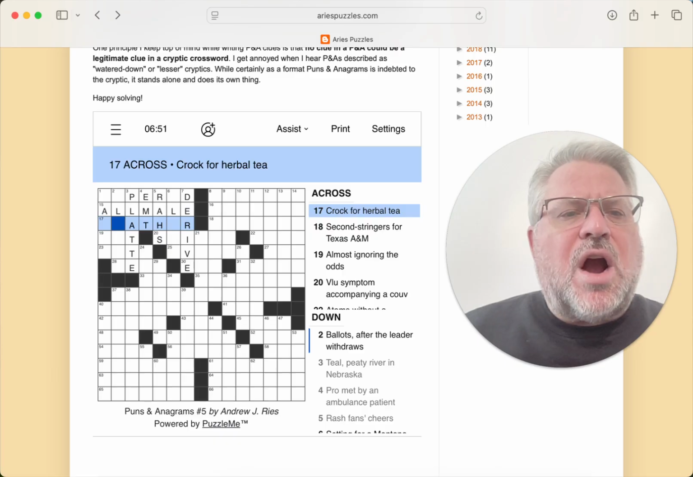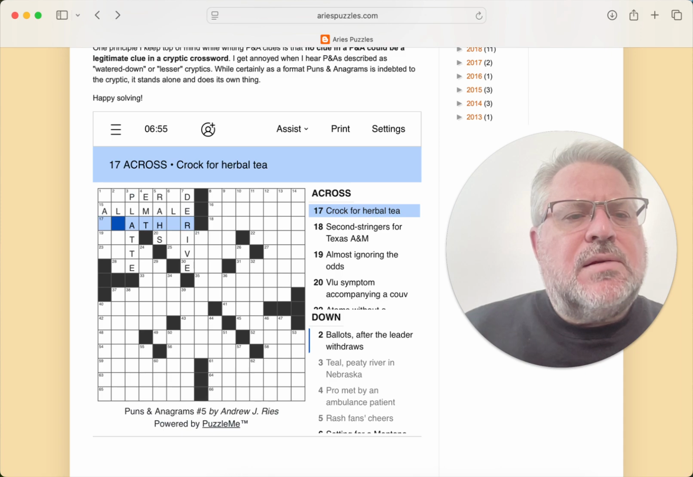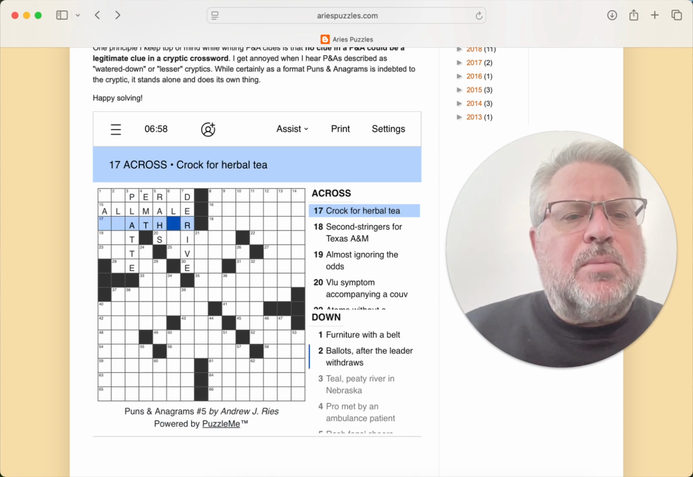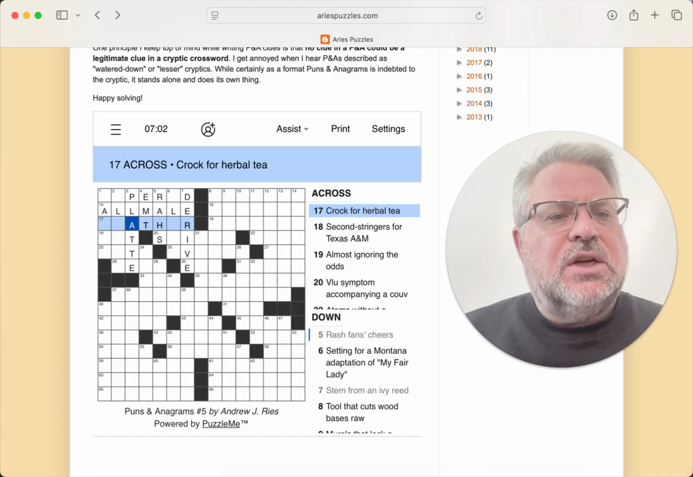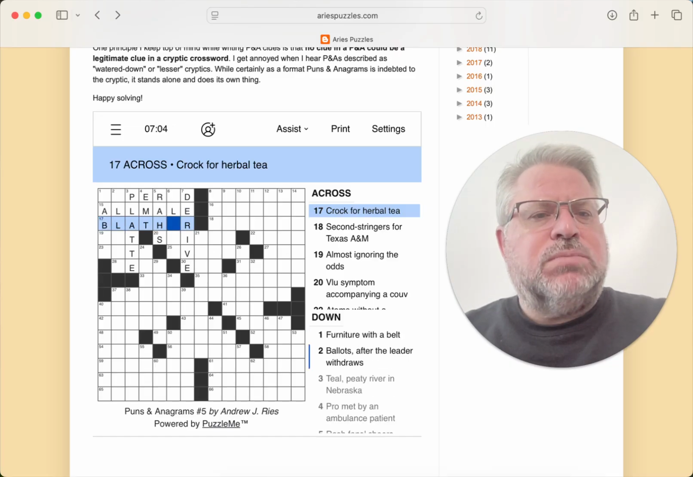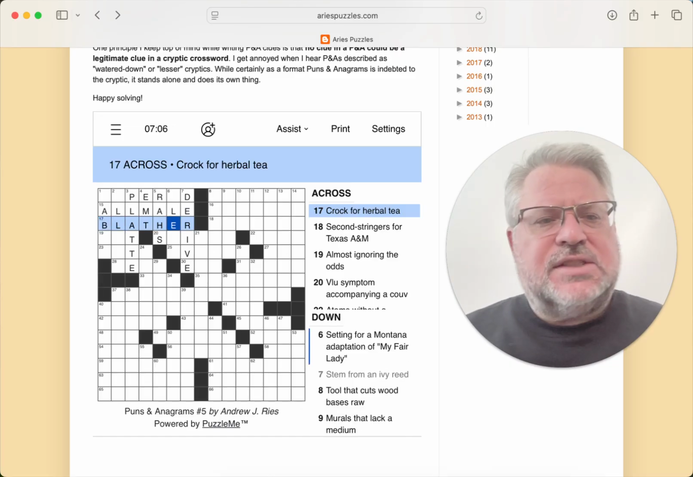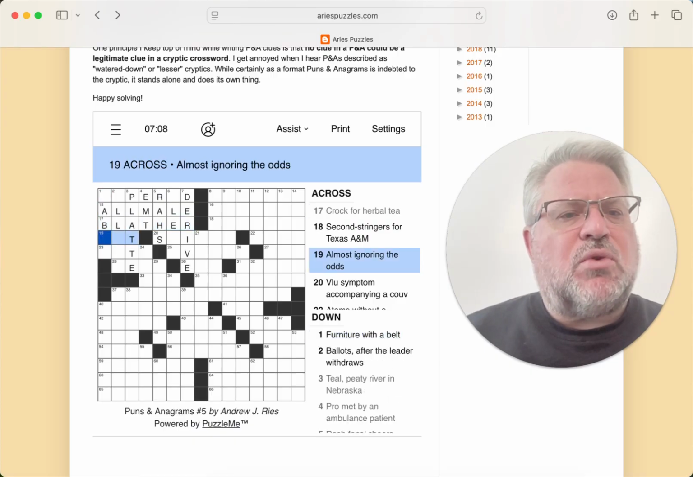17 across, crock for herbal tea. Herbal, and then just the single letter T, which sounds like tea, can be an anagram to blather, which is kind of to spout nonsense or to spout a crock.